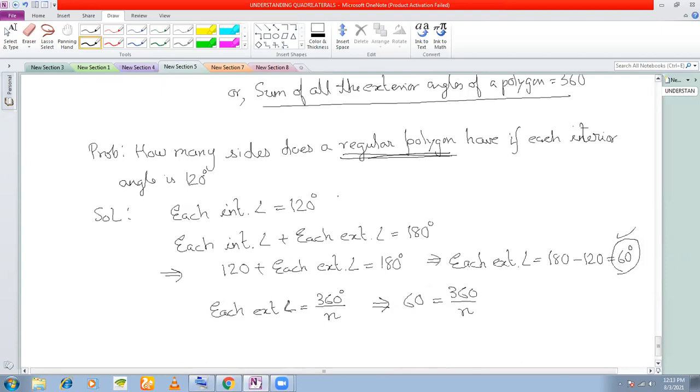So that is why the word regular polygon. They have not told you regular hexagon. They have not told you regular heptagon. Nothing they have told you. They have only given you each interior angle is 120 degrees. Now I want to find out the number of sides and then I will give a label to that polygon. What is the name of that polygon?